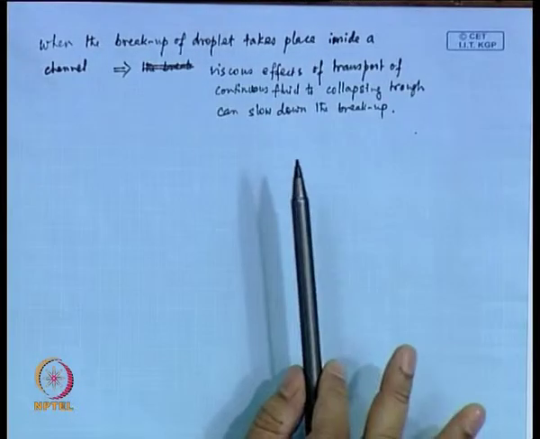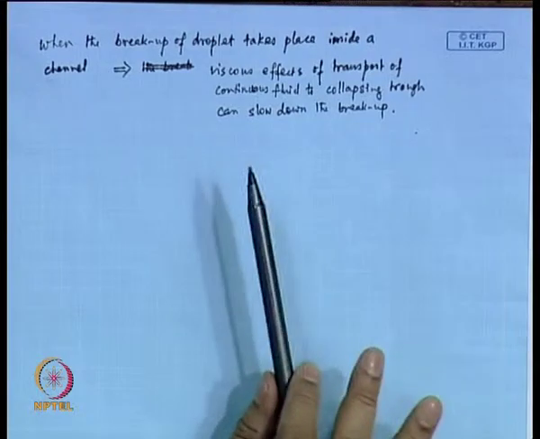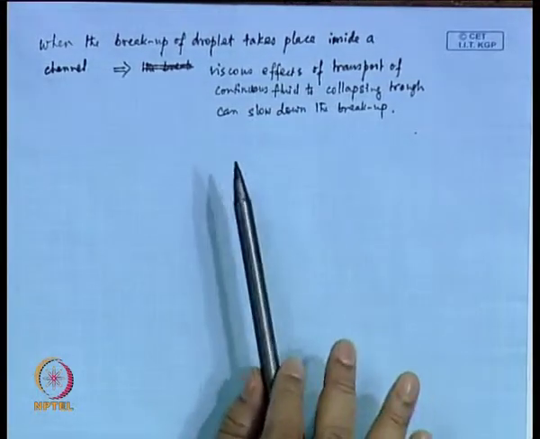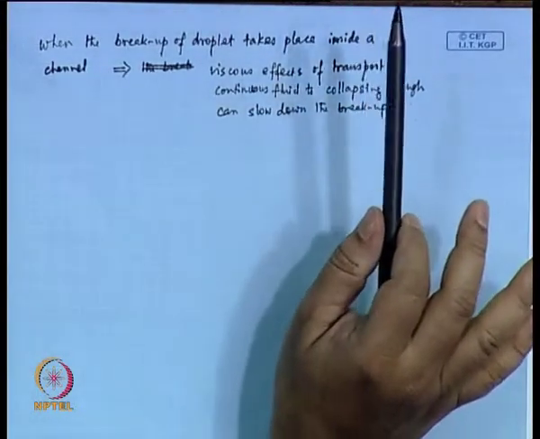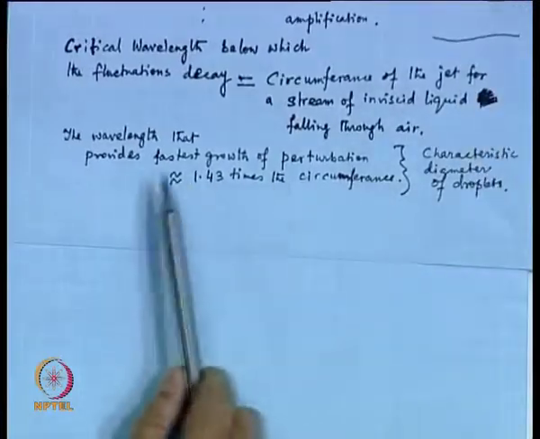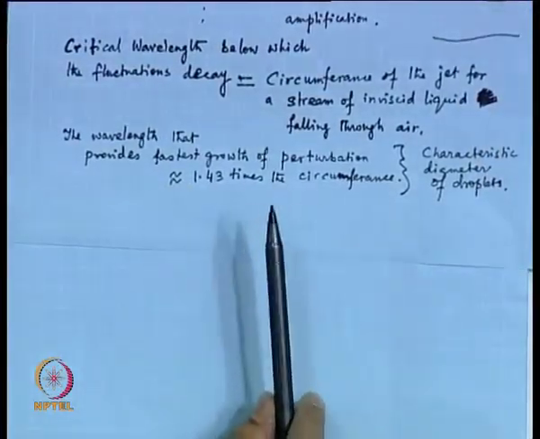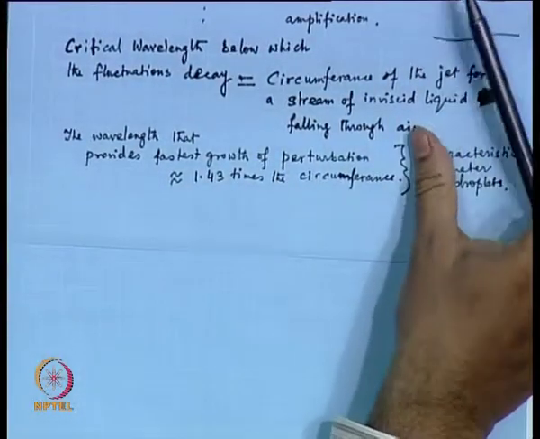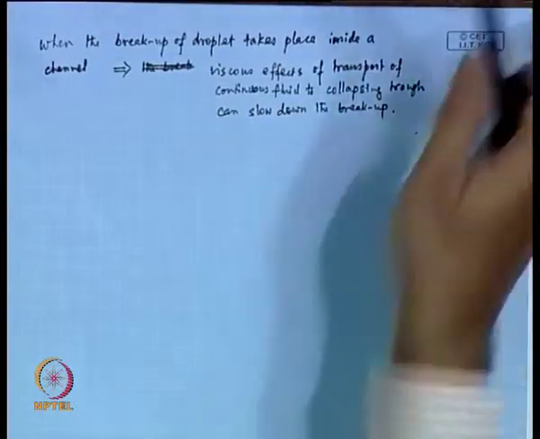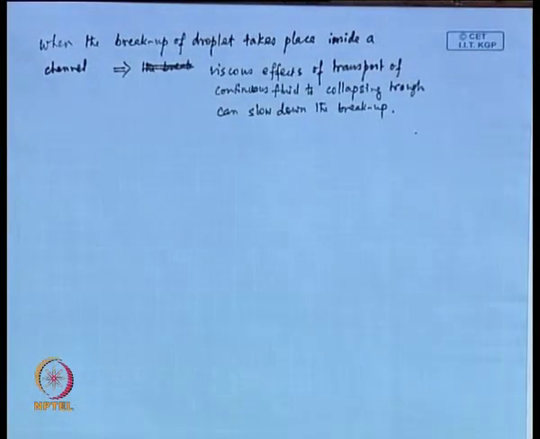So, this also needs to be considered. It is somewhat different. The breakup process will slow down. You cannot make your decision based on the criterion that I mentioned, that the wavelength should be 1.43 times the circumference. This cannot be generally applied to other situations. That is all I have to say as far as today's lecture is concerned.